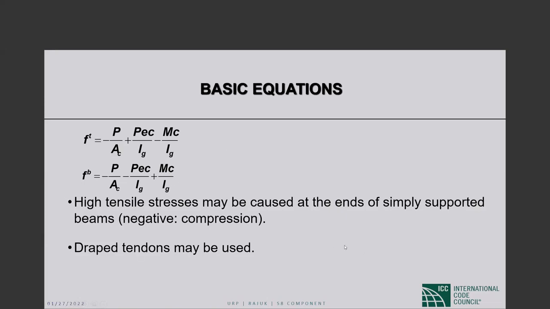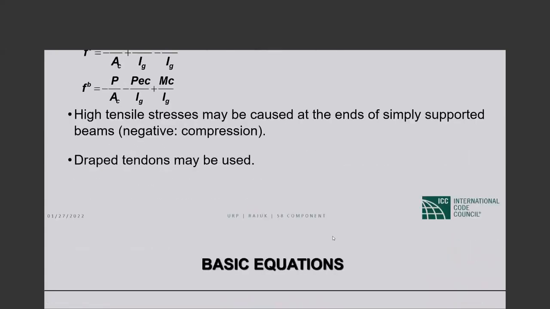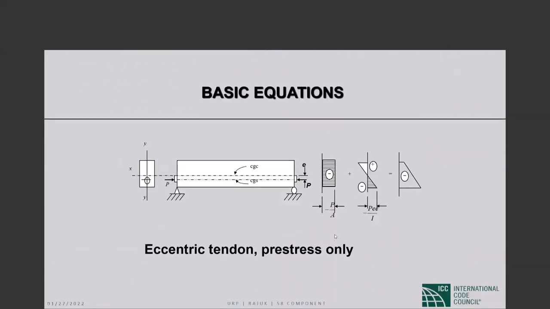So as I mentioned before, high tensile stresses may be caused, especially in simply supported beams. So we have to be careful in designing those kind of members. And also, as I mentioned before, drape tendons may be used to address those high stress issues. So we are gradually going into a little bit complicated stuff here. Here's the beam I showed you before, which, now you know, has a constant eccentricity tendon right here. You can see it right there. That's the eccentricity. Now we understand that's the pre-stressing force applied.